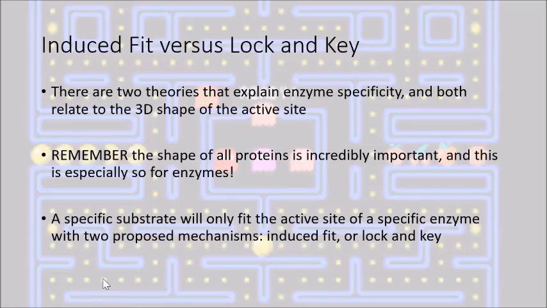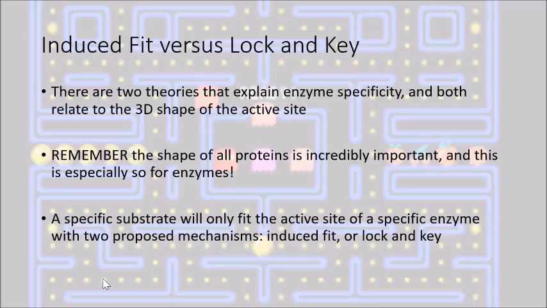Now, on that, it talked about slightly changing the shape of the active site. There's two theories with respect to how an enzyme binds specifically to its substrate at its active site. So there's two key theories, and the title of this slide tells you what they are: induced fit versus lock and key. We've already learnt that the shape of all proteins is really important, but hopefully it's already really clear to you that the shape of enzymes, and in particular their active site, is crucial. If the active site is not the right shape, it will not bind to its substrate.